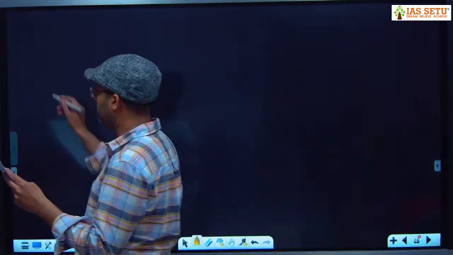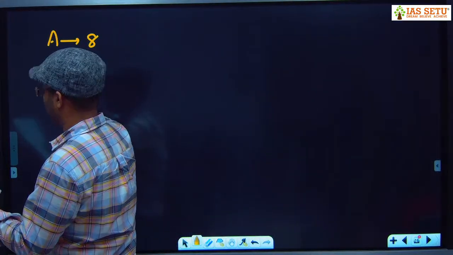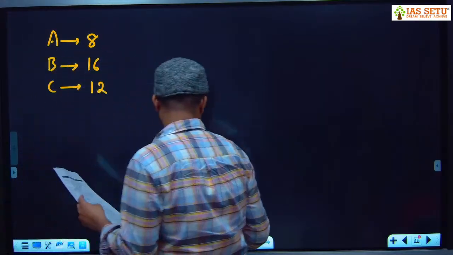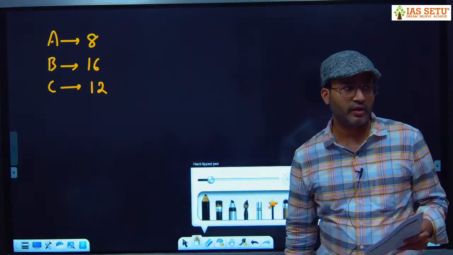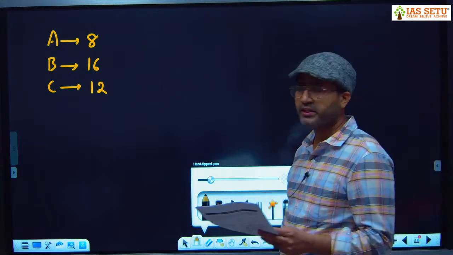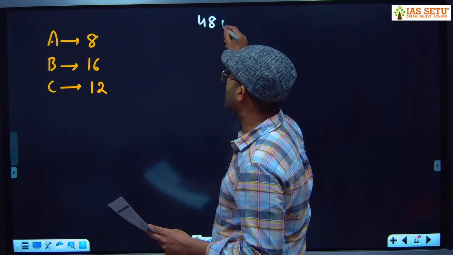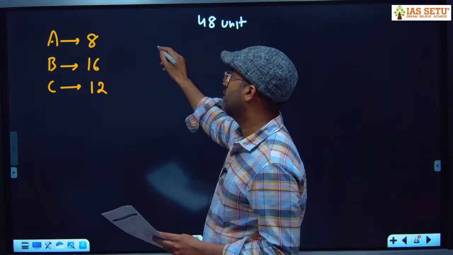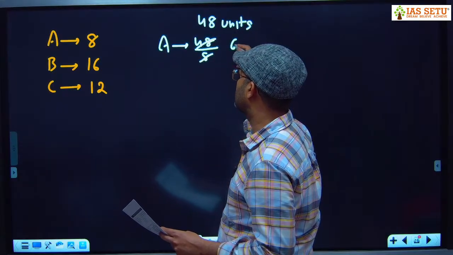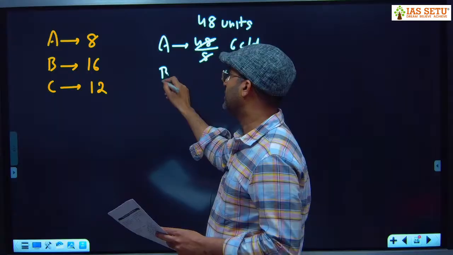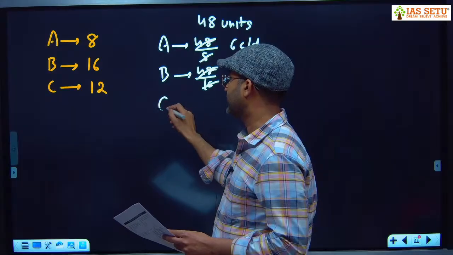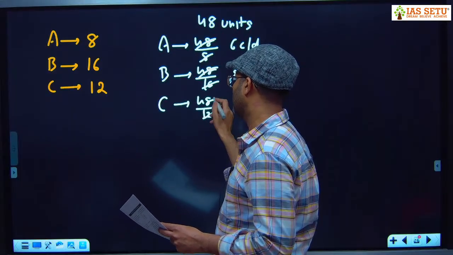See here, it is given A alone can do one work in 8 days, B can do in 16 days, C in 12 days. Now we take LCM. What is LCM of 8, 16 and 12? 48. So we assume total work is 48 unit or 48 chair. What is the capacity of A? A can make 48 chair in 8 days, means 6 chairs per day. B can make 48 chair in 16 days, means 3 chair per day. C 48 chair in 12 days, so 4 chair per day.